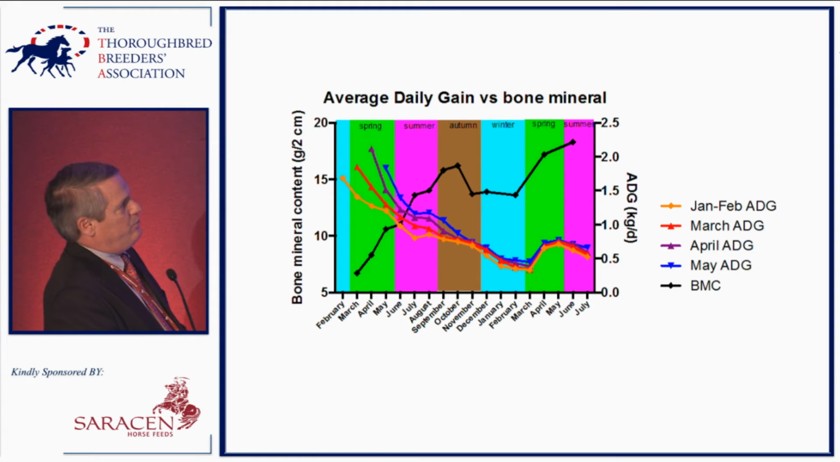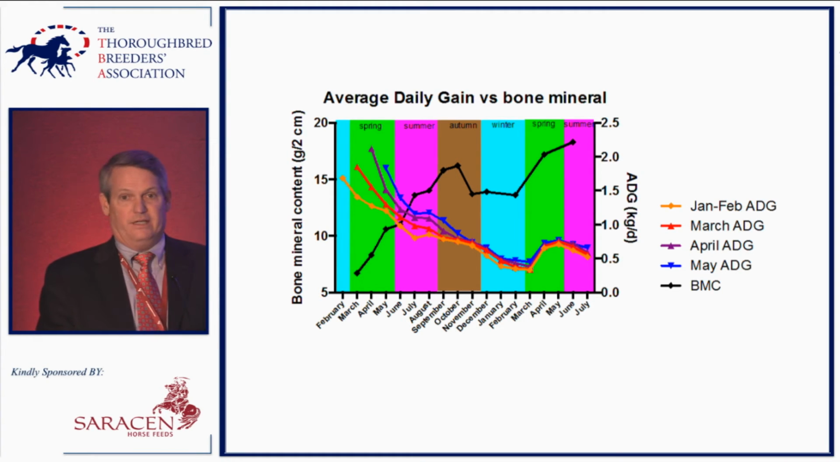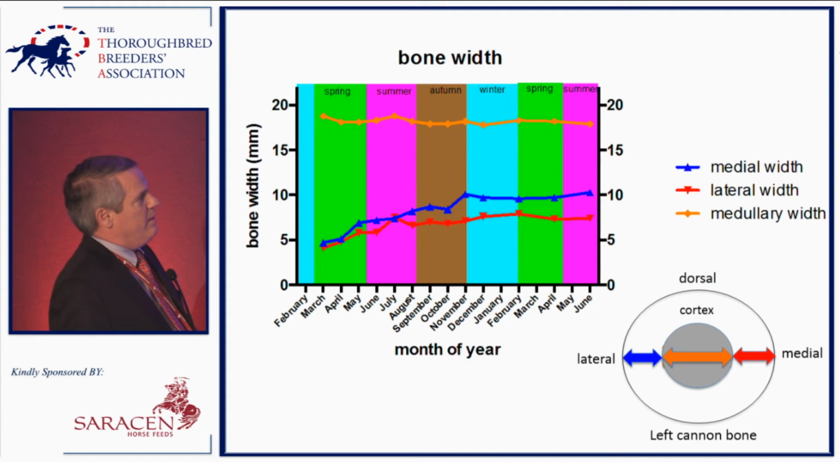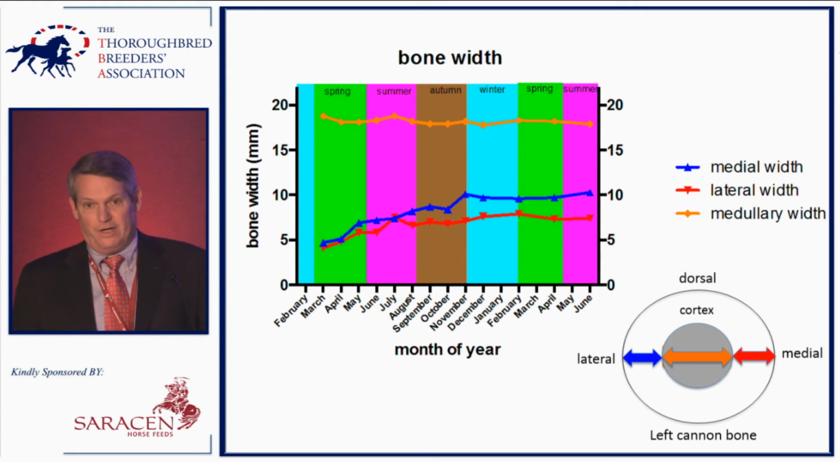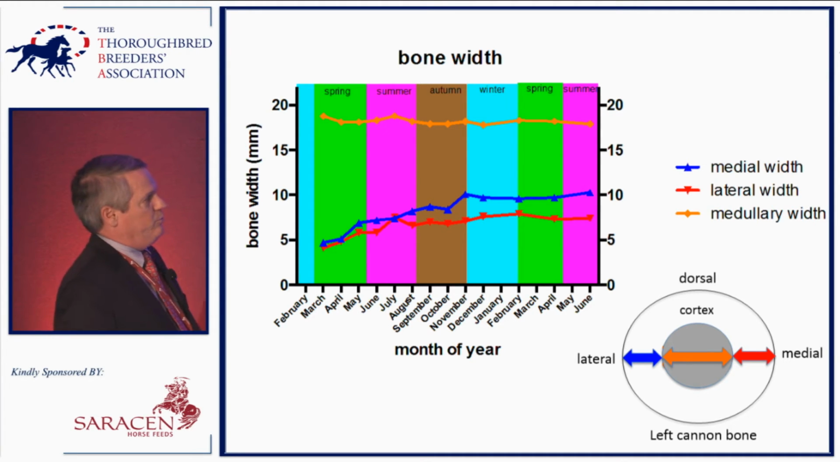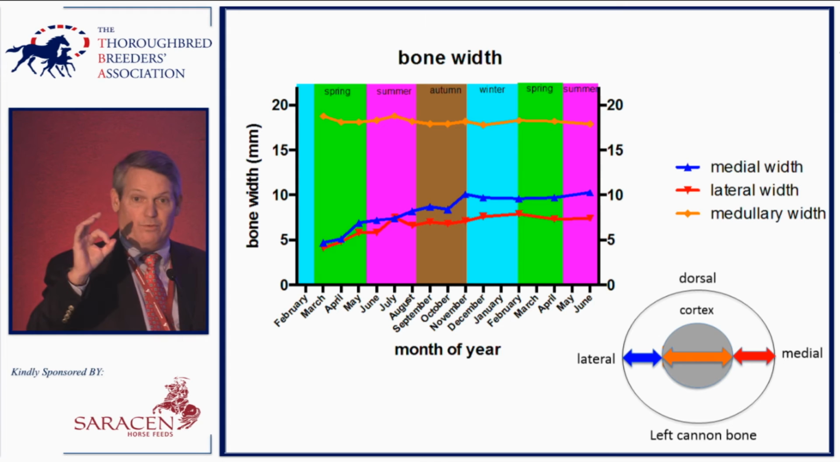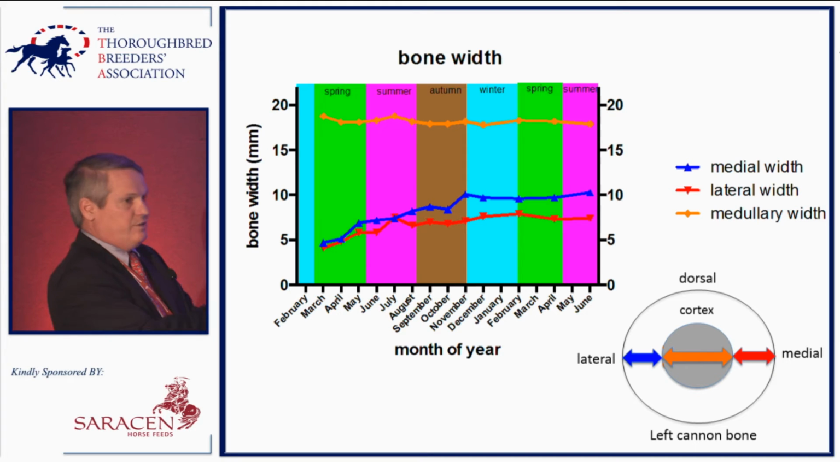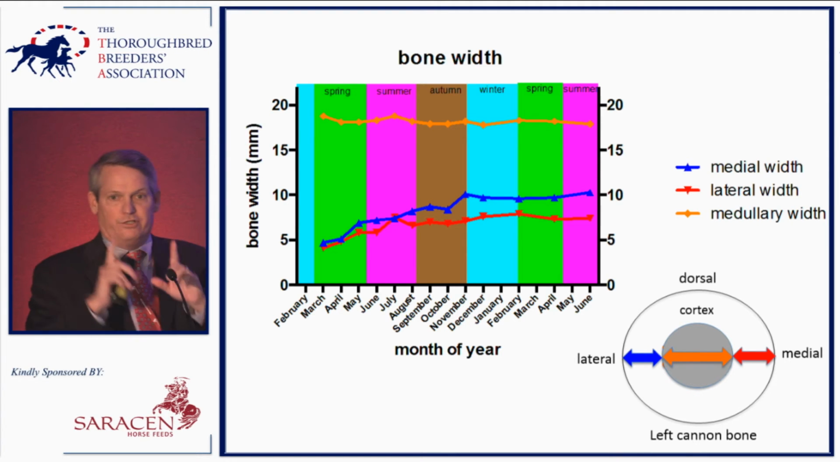It was interesting in this group, we got a drop in bone mineral content in the autumn and winter, and then in the spring, the bone mineral content increased, so it stayed about on track with where you would have thought it would have been before. These are the widths that we saw, and this sort of surprised me. It may be obvious to you, but again, we measured the width of the medullary cavity, that's the middle of the bone where the bone marrow stays, and then we measured the lateral cortex, the outside of the bone, the medial cortex, the inside of the bone, and we're expressing them here in millimeters of width.